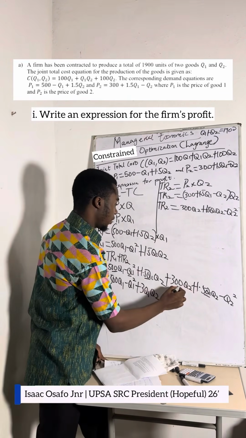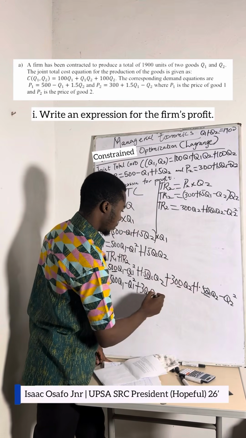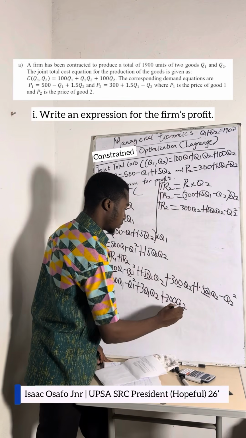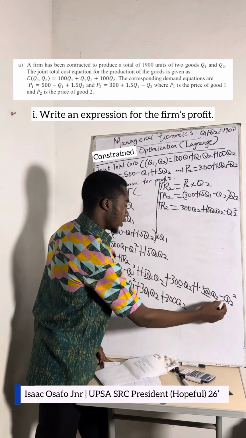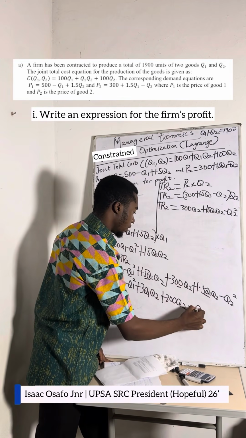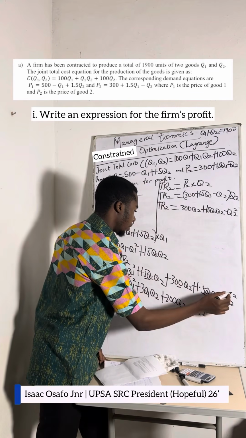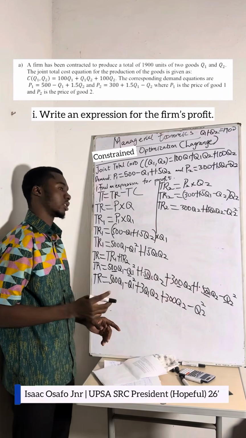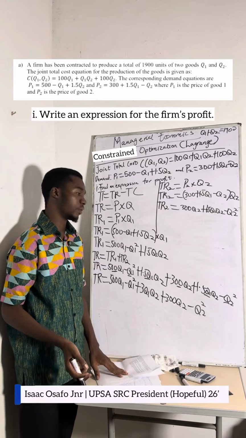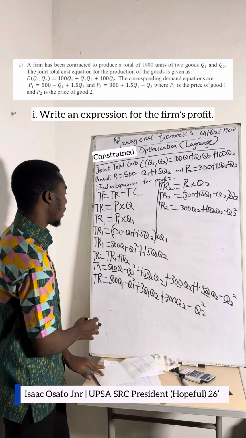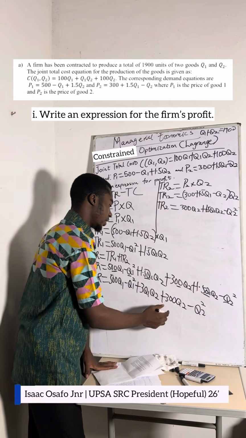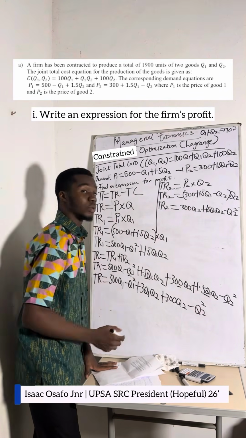Then plus 300 Q2. There's no other Q2. Then this is the last one, so minus Q2 squared. So we are done. Ladies and gentlemen, this is the final total revenue function, or the joint total revenue function: 500 Q1 minus Q1 squared plus 3 Q1 Q2 plus 300 Q2 minus Q2 squared.